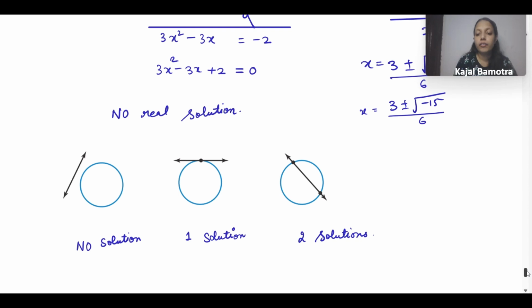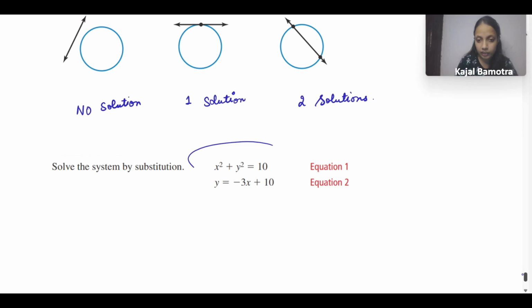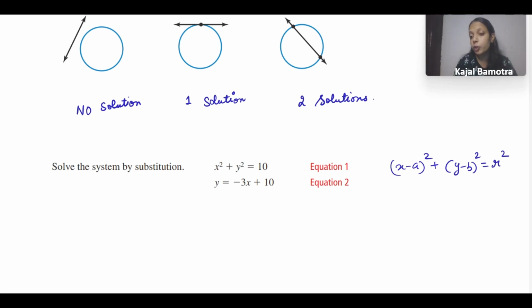Okay. To solve the system of equations by substitution, you can check. This is the equation of a circle. If you are familiar with this, (x minus a) squared plus (y minus b) squared equals r squared is the equation of the circle in center and radius form. We have to use substitution, to substitute this y here. x squared plus (negative 3x plus 10) squared equals 10.